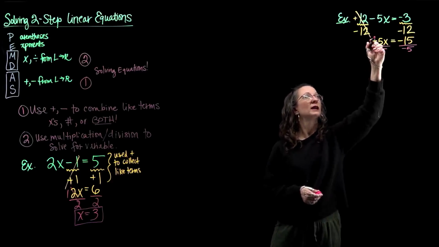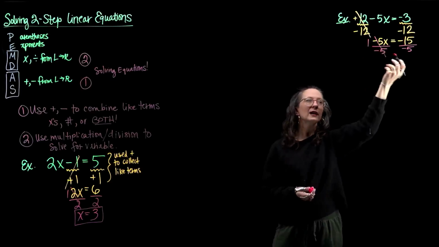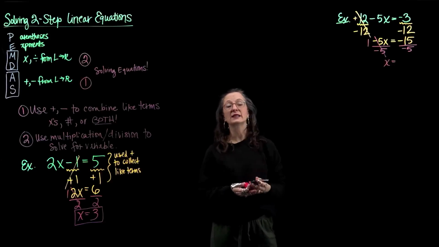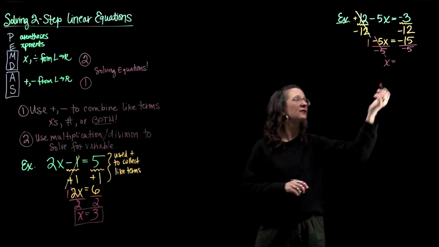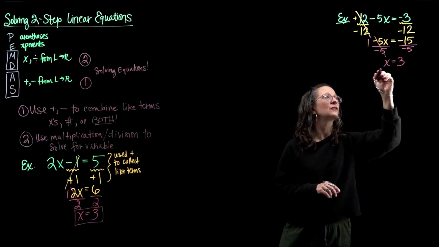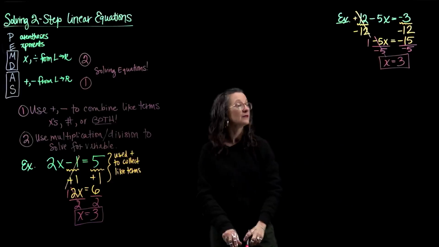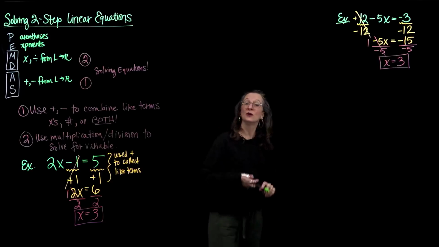So minus 5 and minus 5 will cancel. I'll be left with a 1x, so I'll just write x. And then on the right side, I have negative 15 divided by negative 5, which is positive 3. We know we're at an answer because we have the variable all the way by itself and equal to a number.